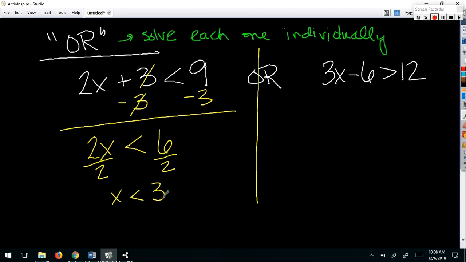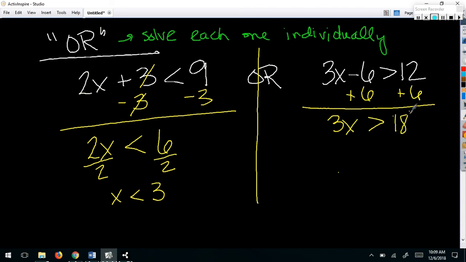All right, let's look at the second one. Step by step. All right, what do I do first on the second inequality? Plus 6 on both sides. Plus 6 on both sides. 3x. What's 12 plus 6? 18. Now I need to divide both by 3.